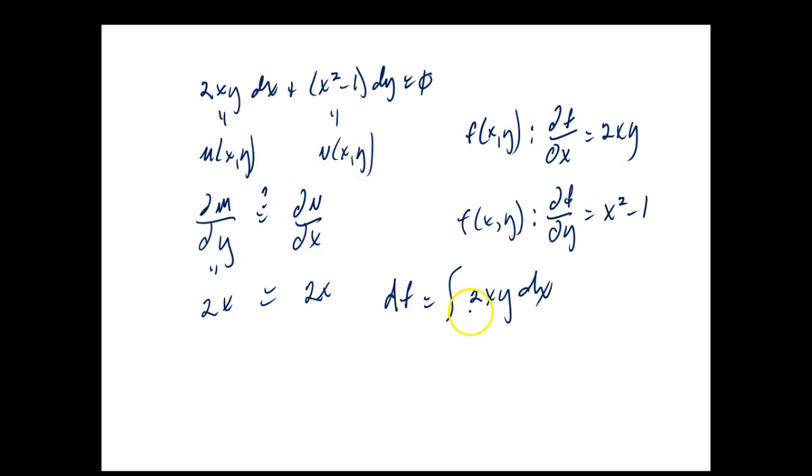Well, you have a 2 there anyway, so that just makes it x squared y, right? Plus some other g of y. Constant of integration, except it could be a function of y. Okay, so this is what your f would be. Now we want to do the same thing here and take the partial of that with respect to y. So partial of f with respect to y, and what would that be?